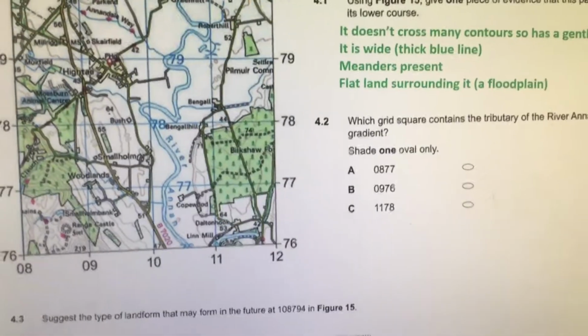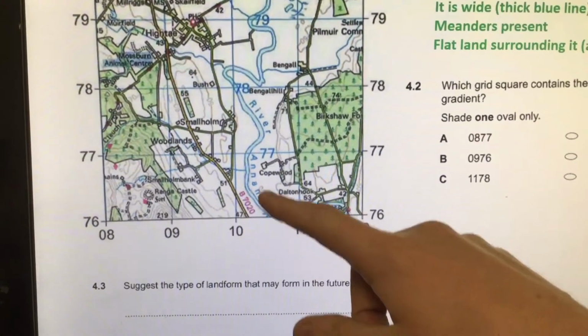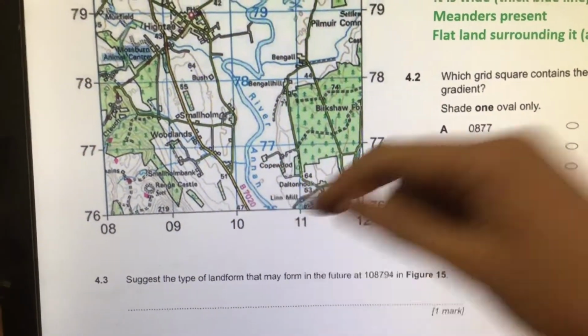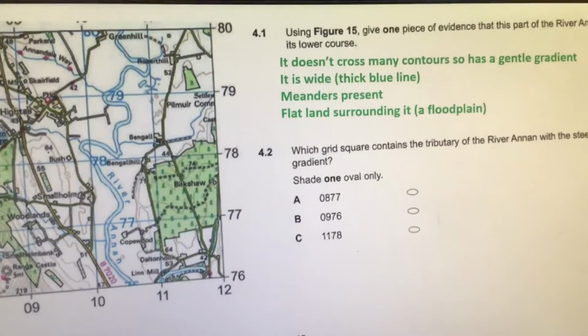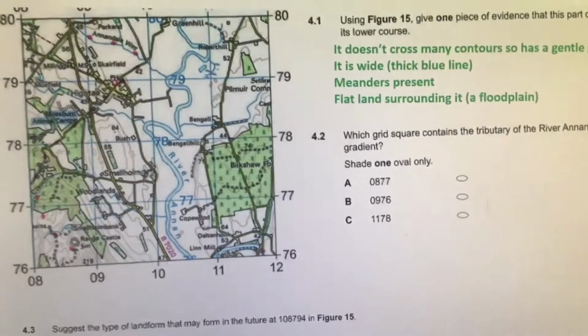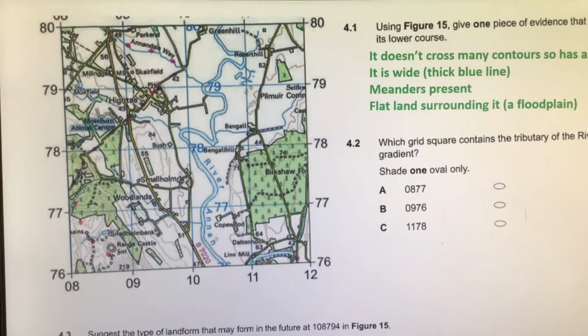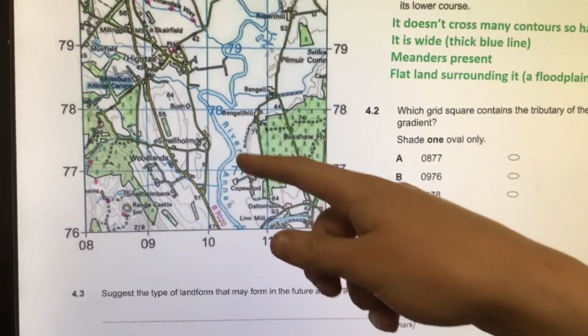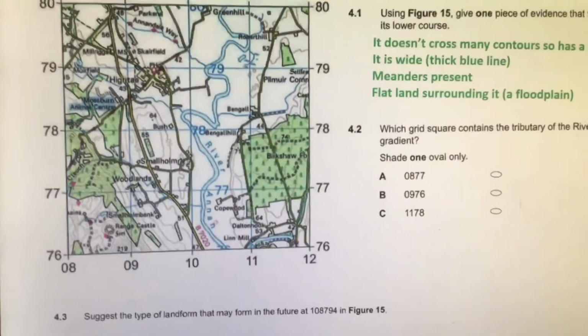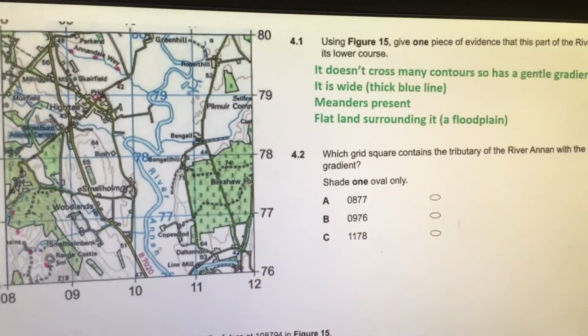You could also say that the river's actually quite wide. So on here it looks pretty wide really, and therefore it suggests that it's also in the lower course of the river. Similarly, you could say that there's flat land surrounding the river, similarly because we can't see many contours around here, and flat land is usually found in the lower course of the river.